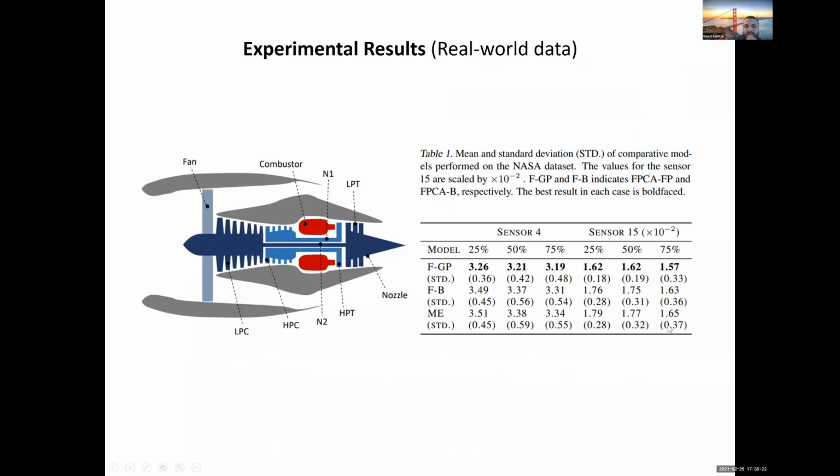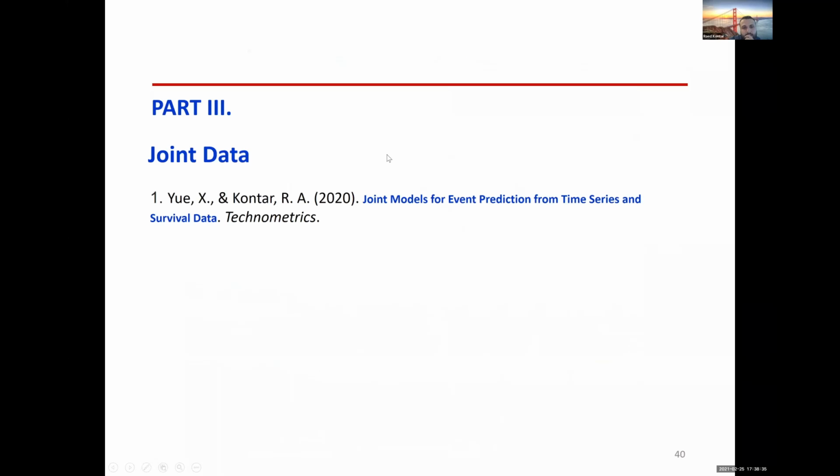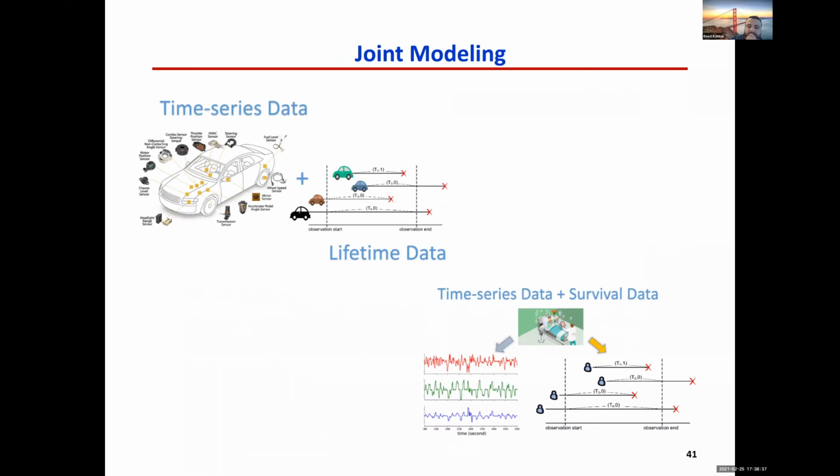And this was tested on a real-life data set from NASA, where they have their jet engine propellers, and they're collecting information from multiple signals on their jet engine. So another problem which is common in this IoT system is joint modeling.